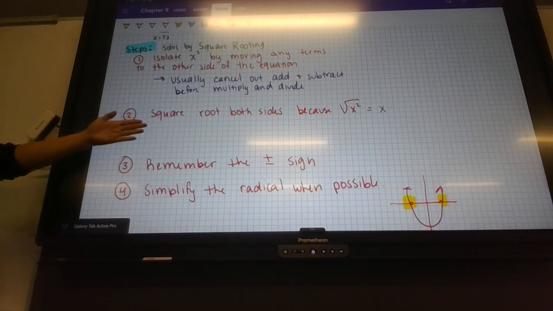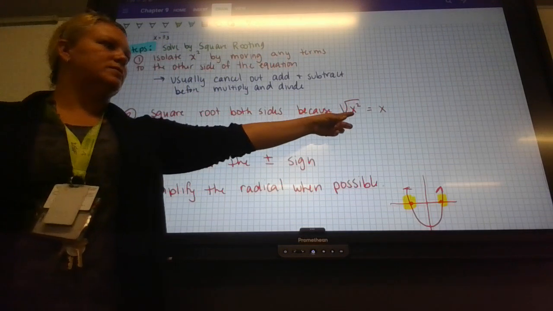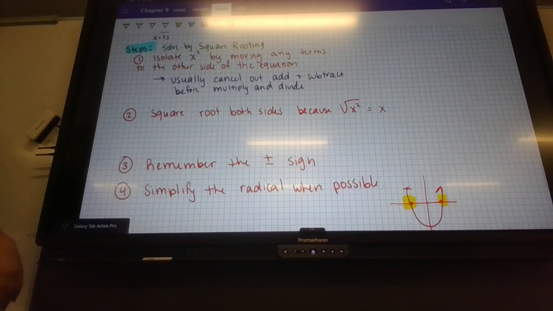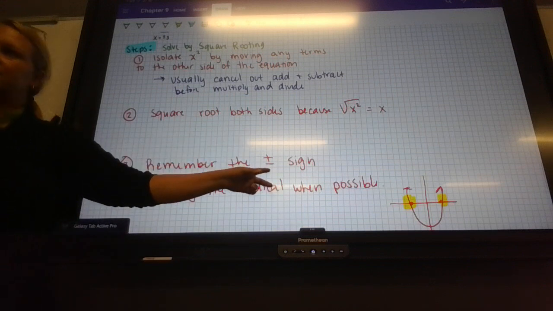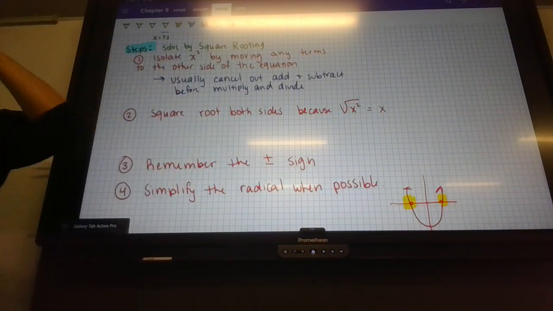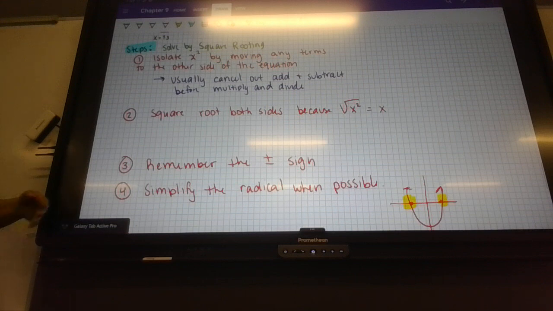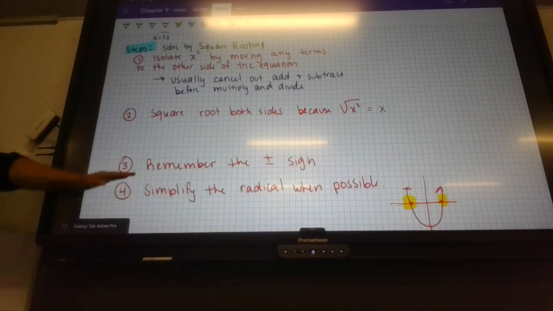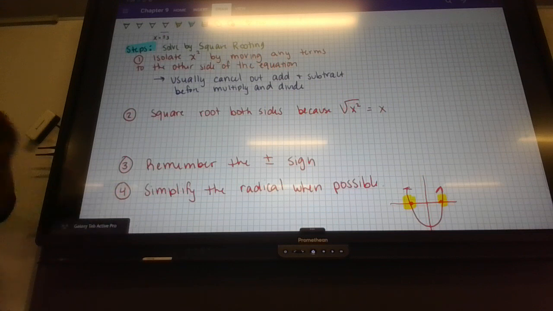Then you square root both sides. Remember, the square root of x squared is x. Remember to use the plus and minus sign. Two answers, positive and negative. And then simplify the radical when possible. These are the 4 steps you're going to take in solving your equations today. If they'll be useful to you, write them down.